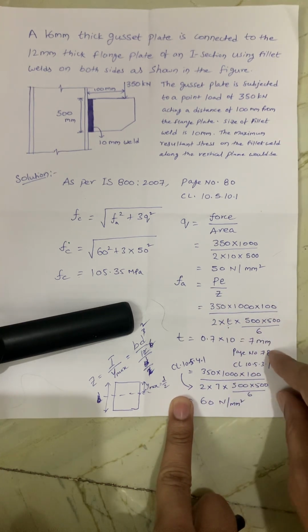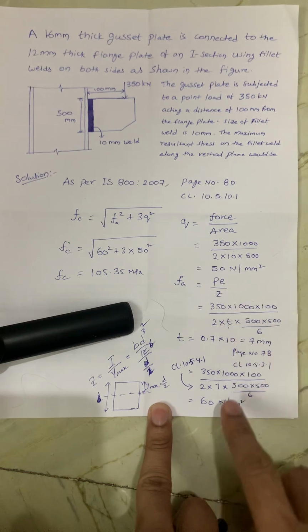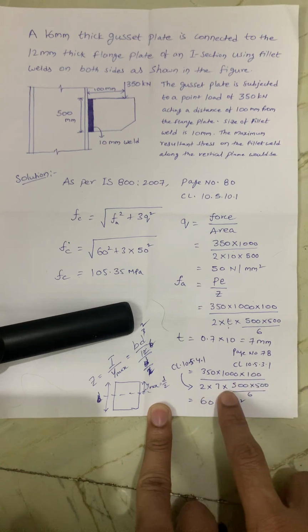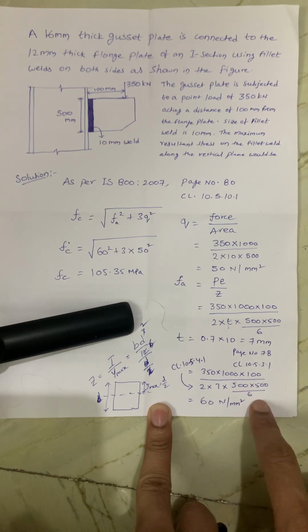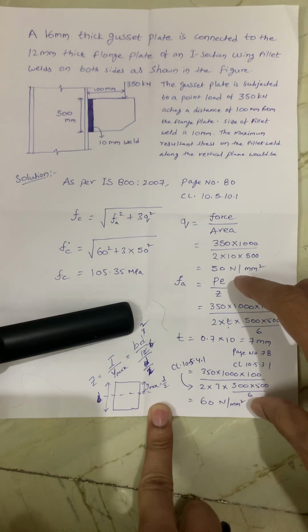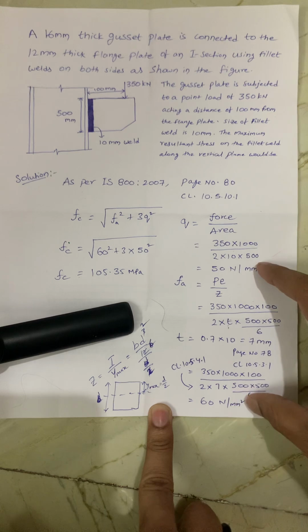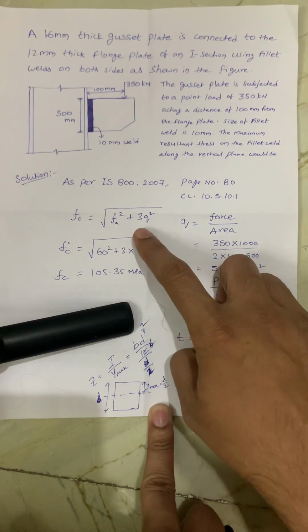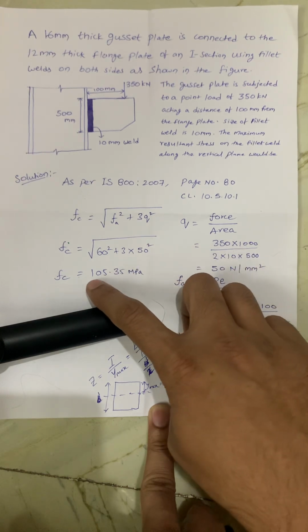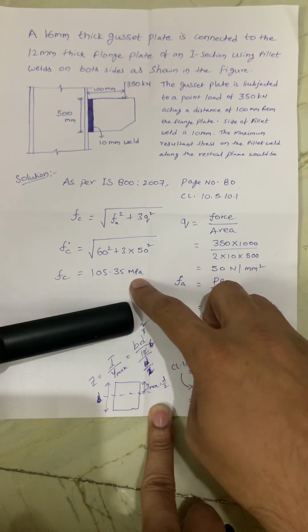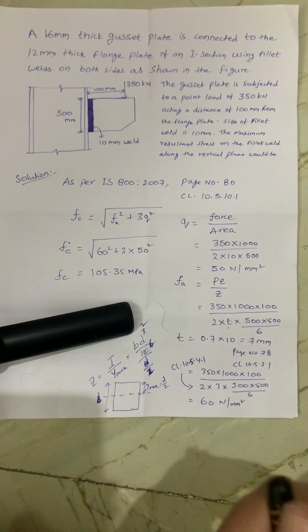So I substituted all these values in this equation. So I got 350 into 1000 into 100 by 2 into 7 into 500 into 500 by 6. So I got 60 Newton per mm square. So I substituted these two values, 50 and 60, in this equation: 60 square plus 3 into the q value, which is 50 square. So I got the Fe value, that is nothing but the maximum resultant stress, 105.35 megapascals or Newton per mm square.